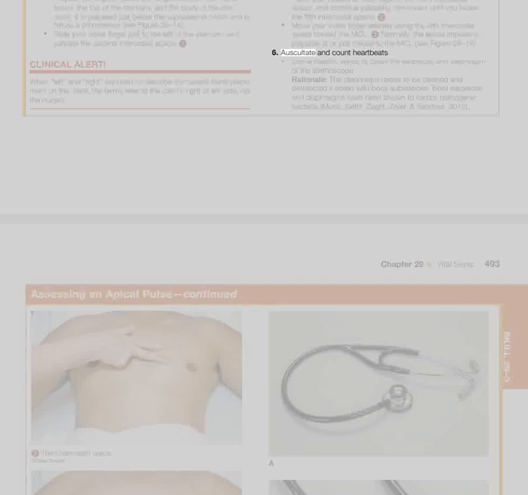6. Auscultate and count heartbeats. Use antiseptic wipes to clean the earpieces and diaphragm of the stethoscope. Rationale: the diaphragm needs to be cleaned and disinfected if soiled with body substances. Both earpieces and diaphragms have been shown to harbor pathogenic bacteria, Muniz, Sethi, Zaghi, Zinial, and Sandora, 2012.